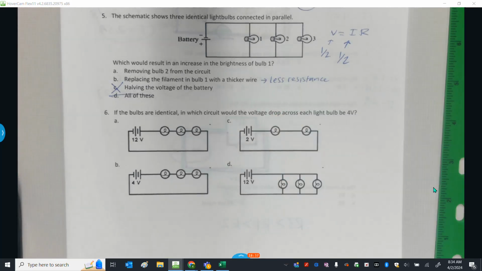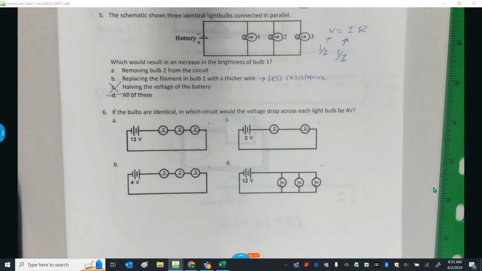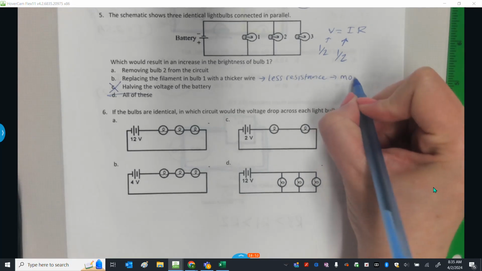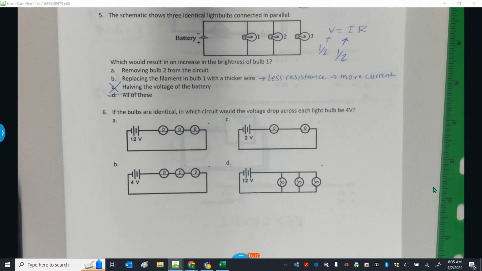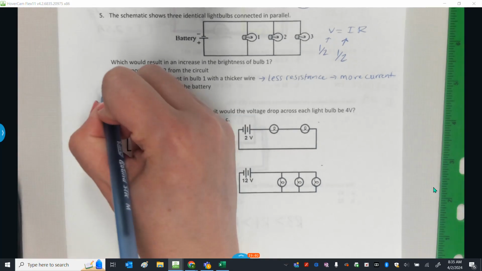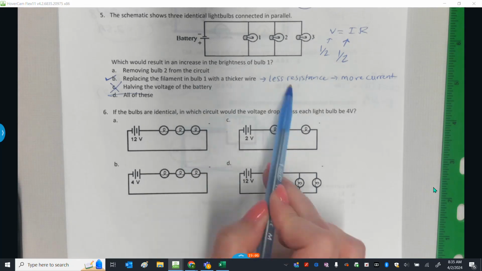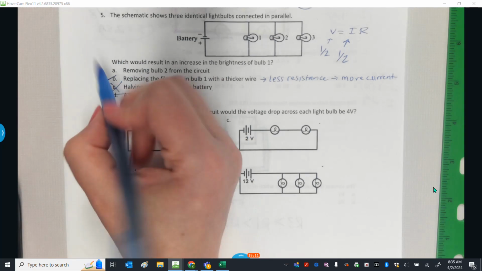Okay, and if I have less resistance in bulb 1, which is what it says because it says bulb 1, then again, I know that charges prefer the path of least resistance. I'm going to have more current. So less resistance is going to mean more current. And more current is going to mean more power and a brighter bulb, which means this is a true statement. Okay, brightness of bulb 1 will increase if we have less resistance, or a thicker wire would do that. Okay, and so the answer to this question is B.